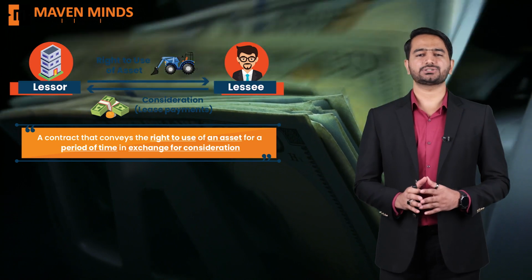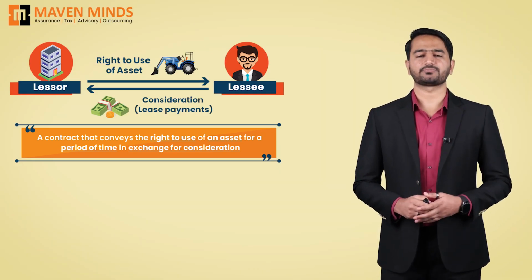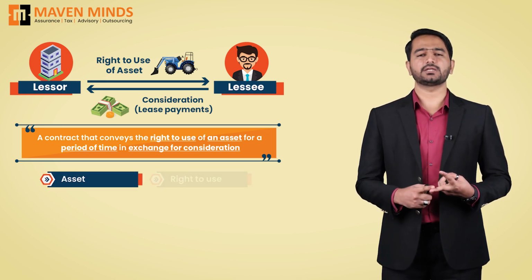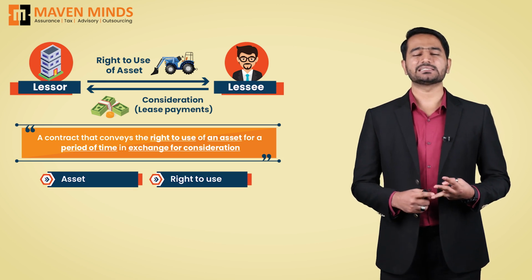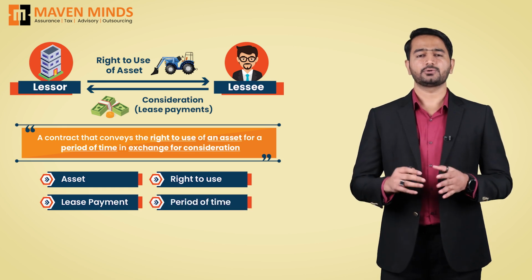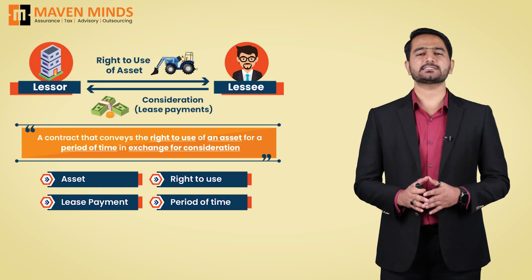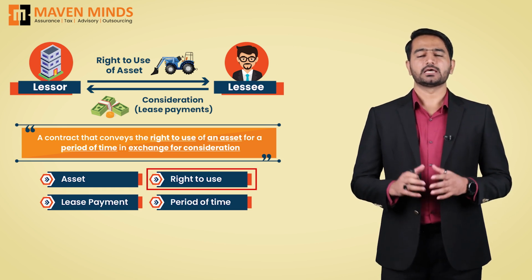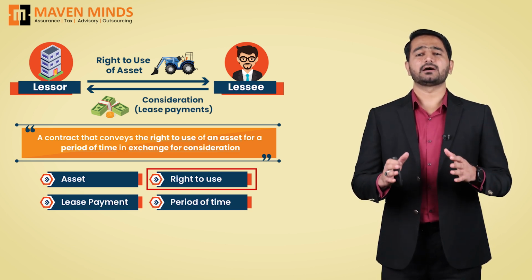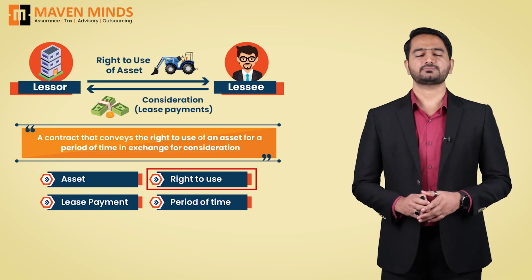In our last discussion, we identified 4 key terms in that definition. Number 1 is identified asset, number 2 is right to use, number 3 is lease payment, and number 4 is period of time. Today, we are focusing on one of the key terms, that is the right to use. This concept is at the heart of a lease contract, and understanding it is crucial. So pay attention, my friends.